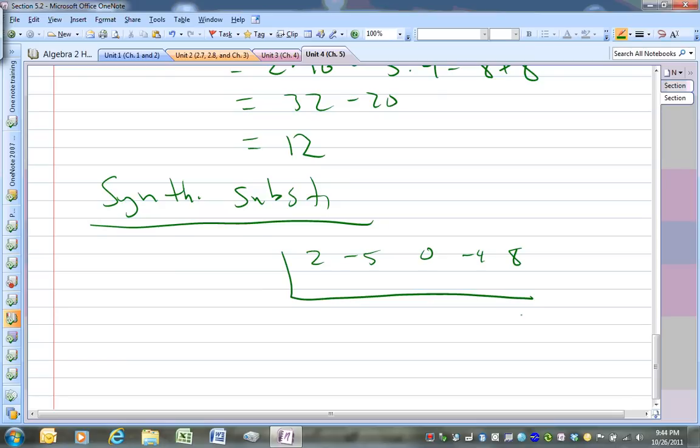And of course, we're plugging in 2. So that's our input, and these are our coefficients. Now here's how the process works.